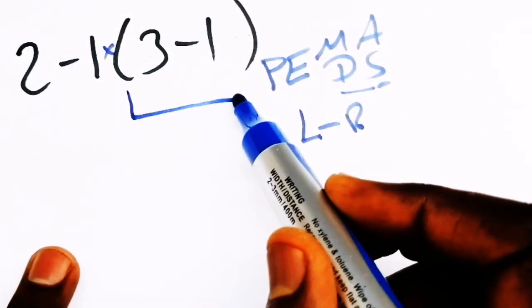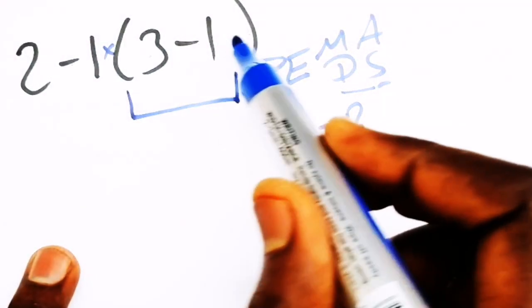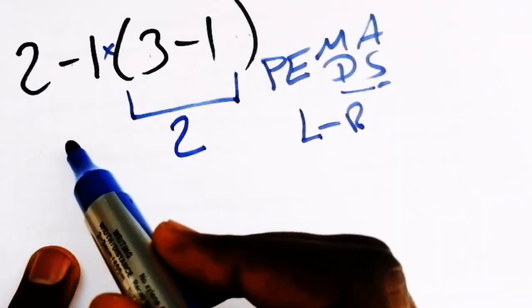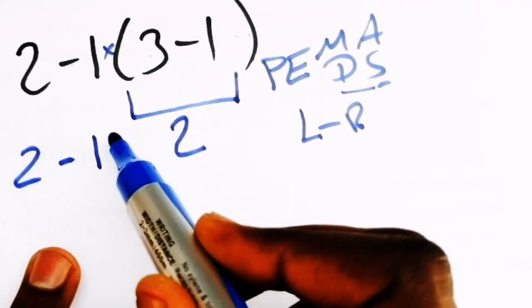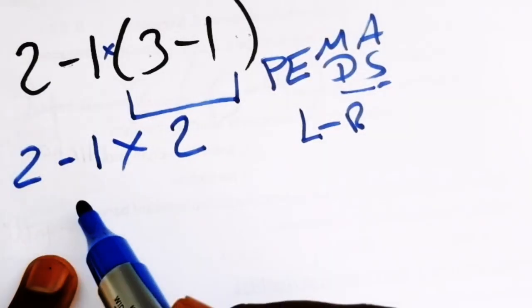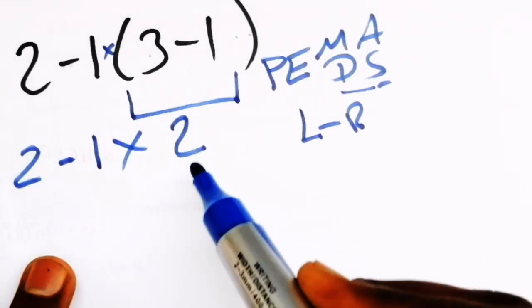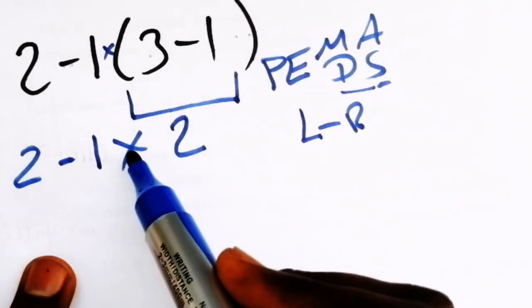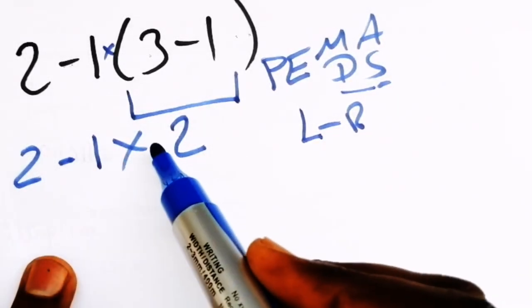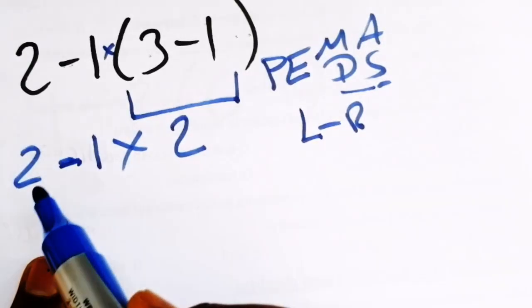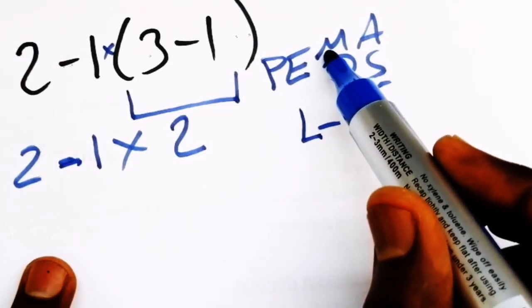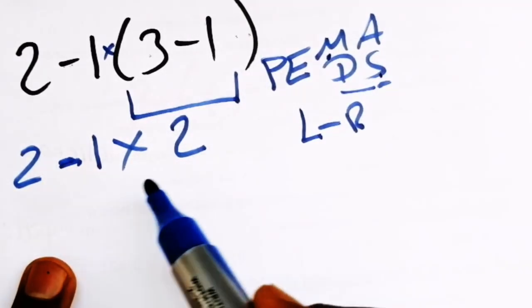Therefore, according to PEMDAS, first we have to do this parenthesis, 3 minus 1, which gives us 2. Then 2 minus 1 times 2, okay? So here there is subtraction and multiplication. According to PEMDAS, this multiplication has higher priority than the subtraction, because multiplication comes before subtraction, okay?